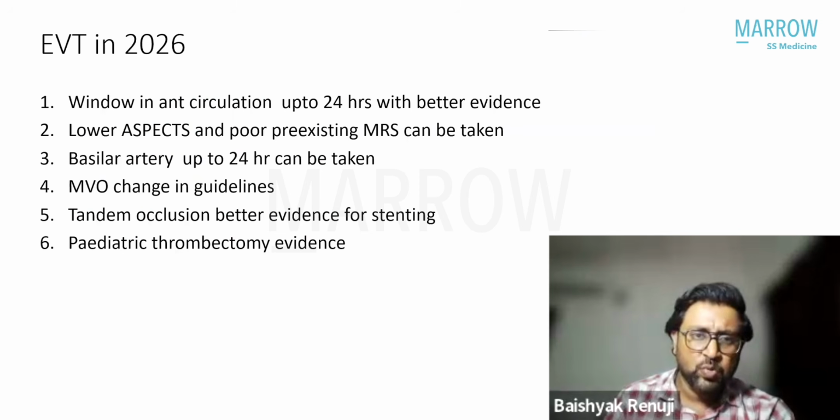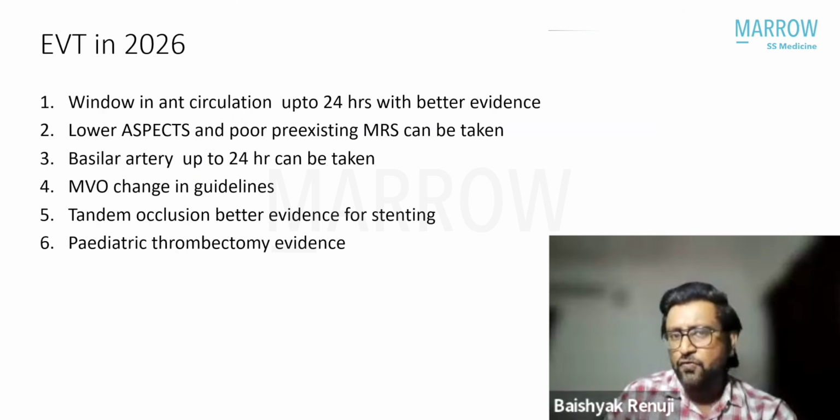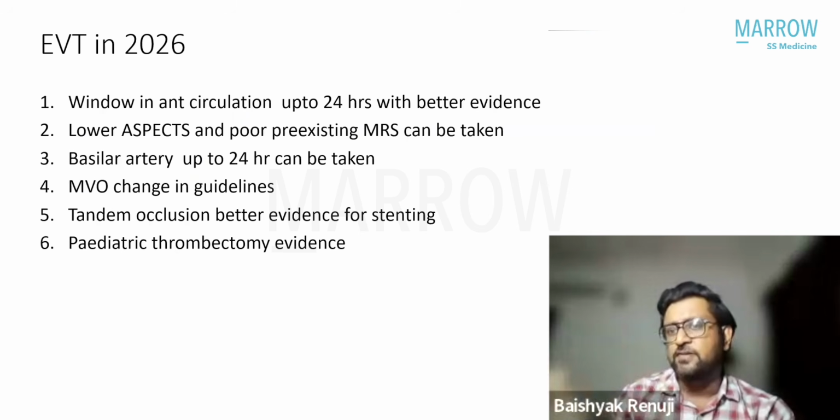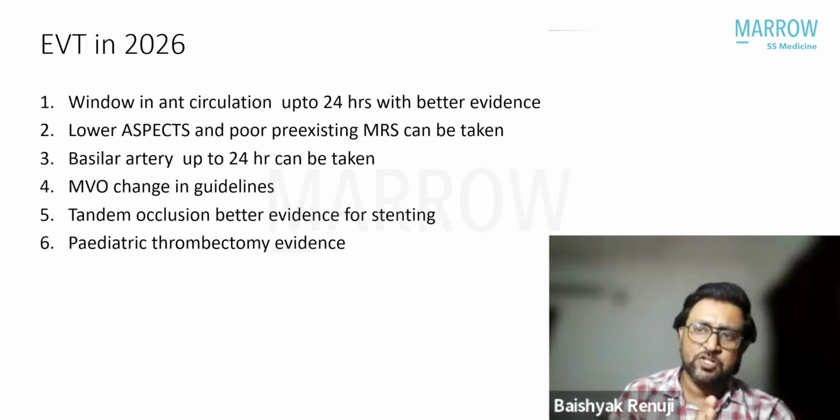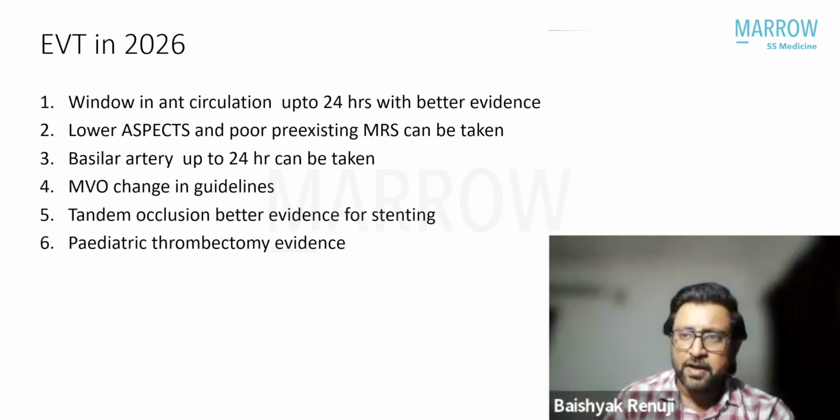So what is new in the new guidelines is that the window for anterior circulation of 24 hours was previously there, but the evidence has improved. Second thing is that previously the ASPECTS score had to be 6 or above. Now with level 1 evidence, you can do thrombectomy up to an ASPECTS of 3, and with lesser evidence, you can do even thrombectomy for an ASPECTS of 0.